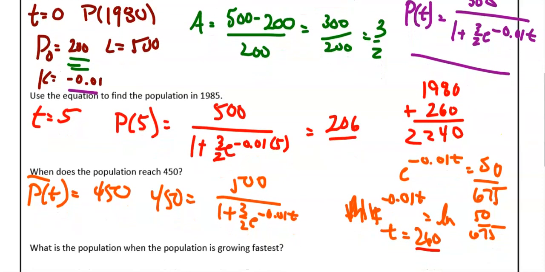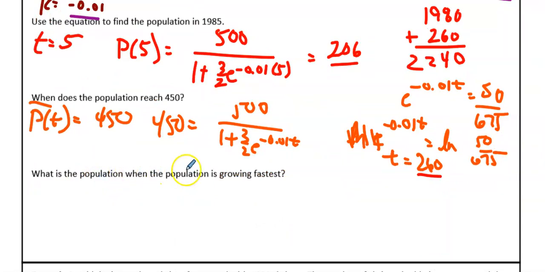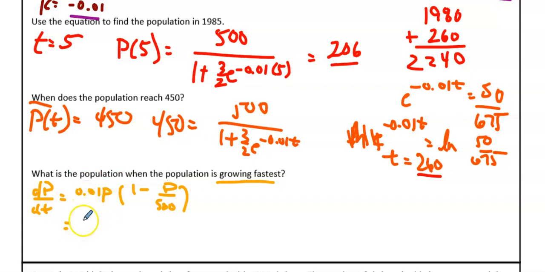The last part of this question is asking what the population is when the population is growing the fastest. So first thing I'm going to tell you guys what to do here is you're going to go back to your differential equation that was given to you at the very top of the page. So I'm just rewriting this down here. And then I'm going to simplify this by distributing my 0.01p, like this.